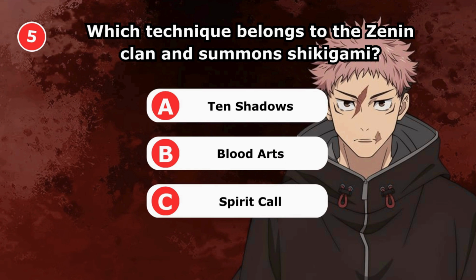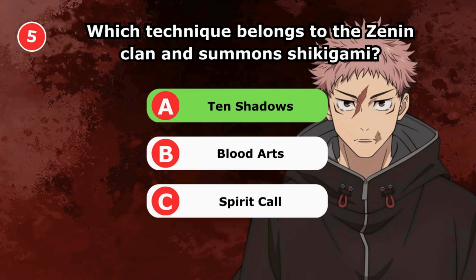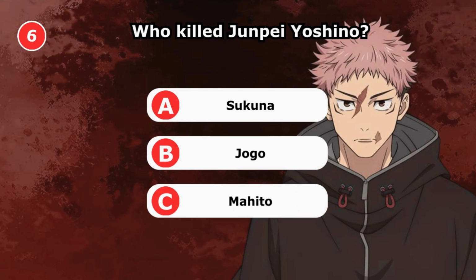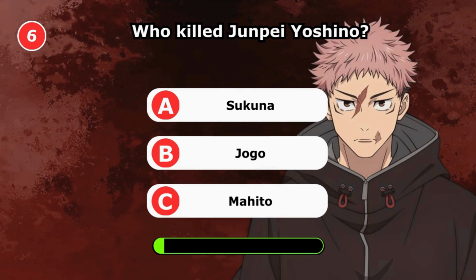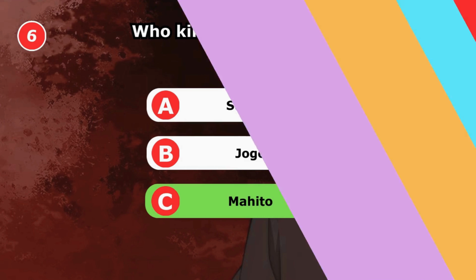Which technique belongs to the Zenin clan and summons Shikigami? Ten Shadows, the clan technique used to summon powerful shadow creatures. Who killed Junpei Yoshino? Mahito, the cruel curse who manipulated and ultimately destroyed Junpei.